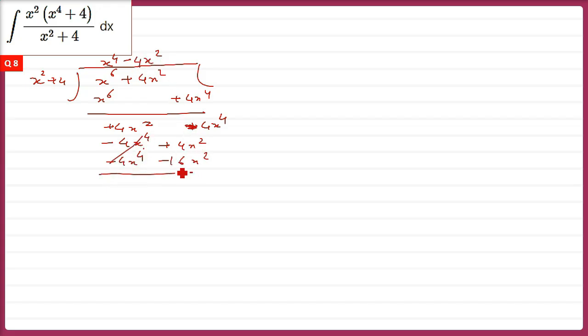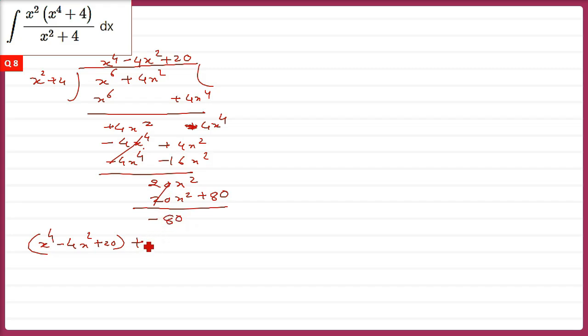These terms will get cancelled. 4 minus 16 will be 20. So 20x square. We still need to get some numbers. So let's just multiply by 20. You will get 20x square. And there is one more term which is getting added, which is 80. Now subtract these two. 20x square gets cancelled. Only negative 80 will remain. So how are we going to write this? First term will be x to the power 4 minus 4x square plus 20. And then since it is negative, 80 will come in front. So let me make this negative here itself. Negative 80 divided by x square plus 4.